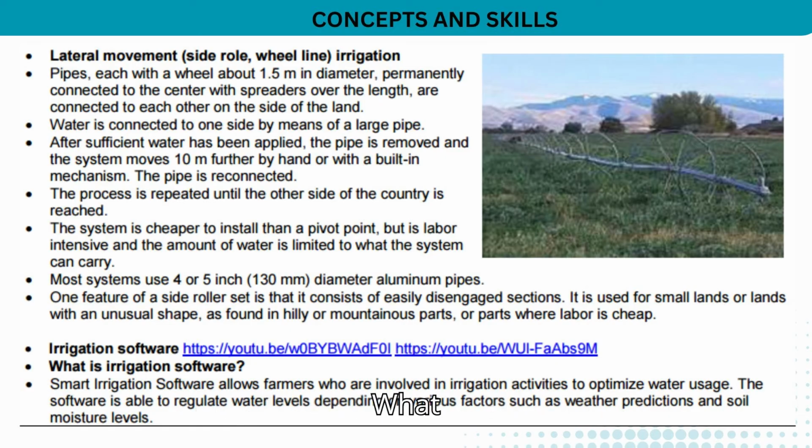Irrigation software. What is irrigation software? Smart irrigation software allows farmers who are involved in irrigation activities to optimize water usage. The software is able to regulate water levels depending on various factors such as weather predictions and soil moisture levels.